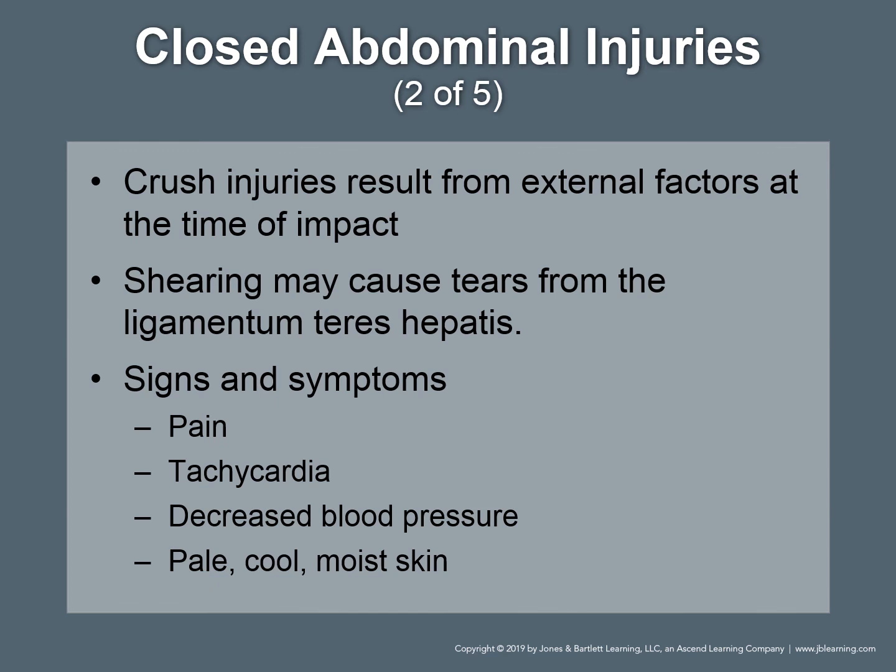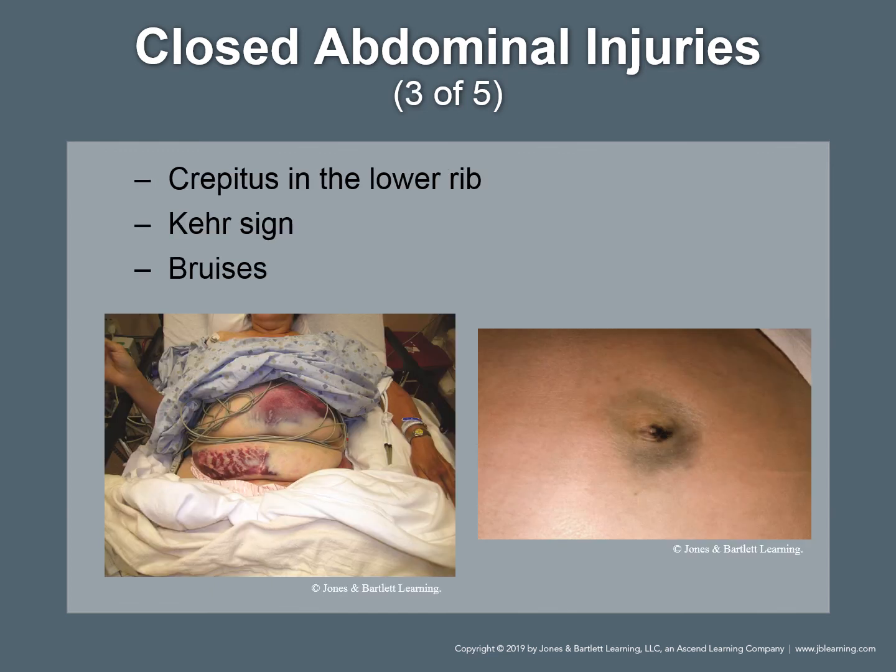You may have a tender or rigid abdomen on assessment. Crepitus in the lower rib cage. Those lower ribs reach out and they may get the liver or the spleen, depending on how hard the impact was. Kehr's sign, we talked about that shoulder pain. And bruising, anytime you see bruising, that lets you know that there's been some intra-abdominal trauma.